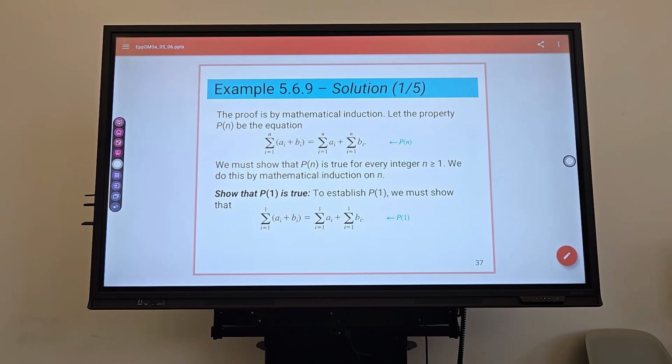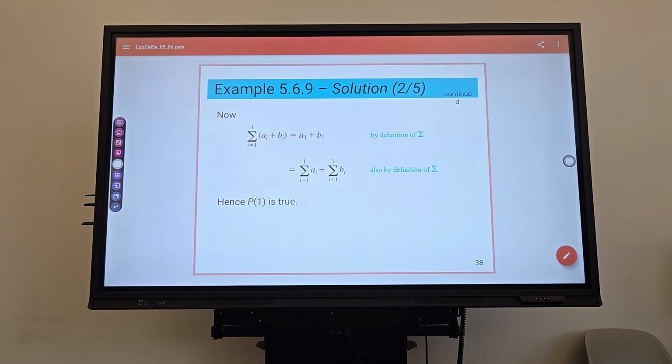Well, to establish P of 1 is true, we must show that the summation of a plus b is equal to the summation of a plus the summation of b for just one element, which is true because of the definition of summation. The summation of the sum of a plus b with just one element in each sequence is just a sub 1 plus b sub 1. Hence, P of 1 is true.